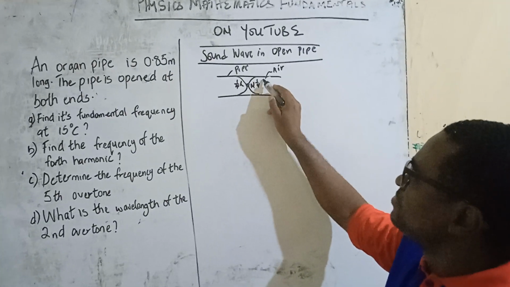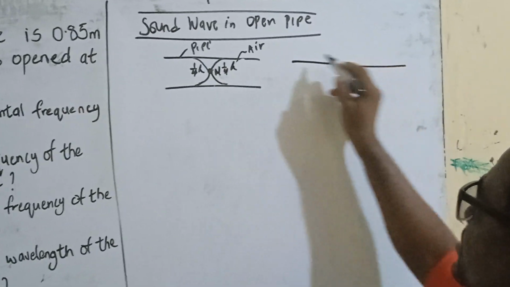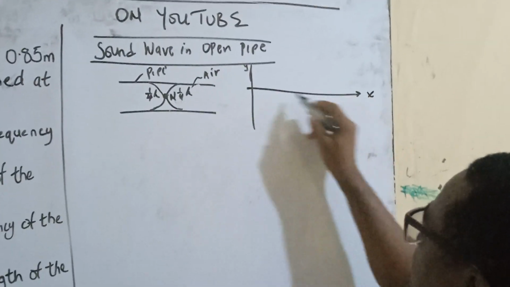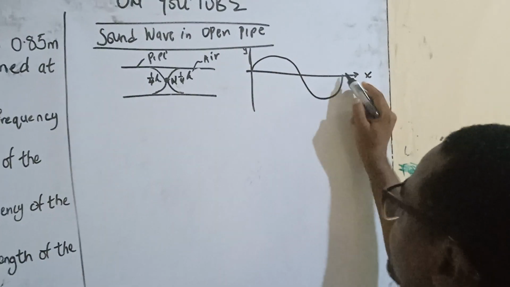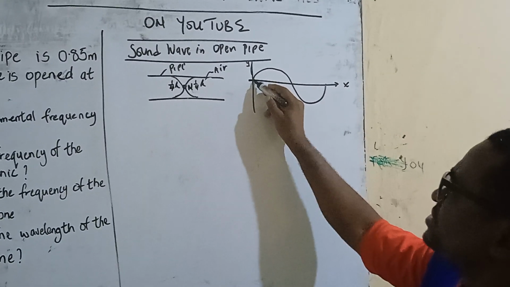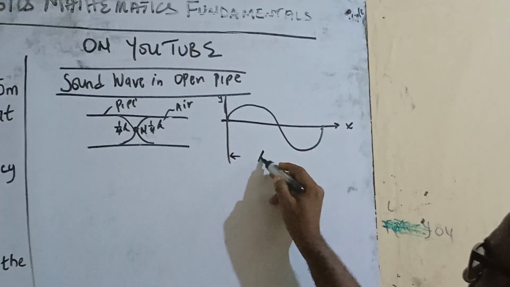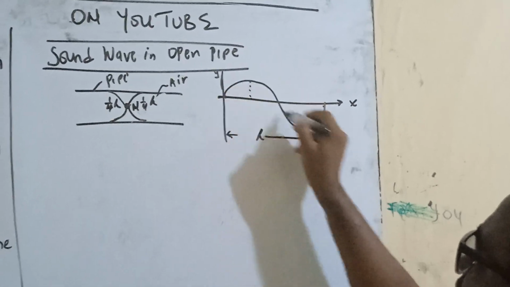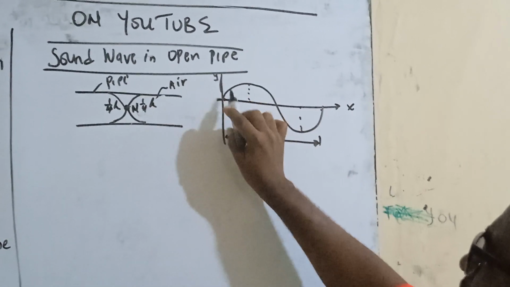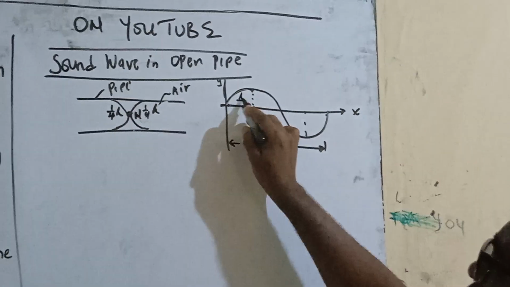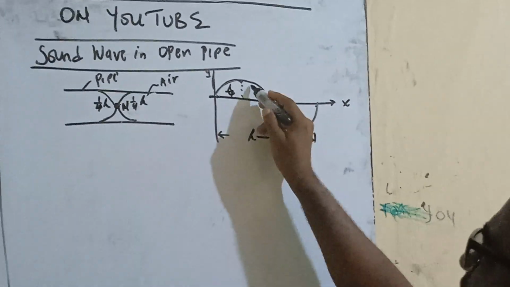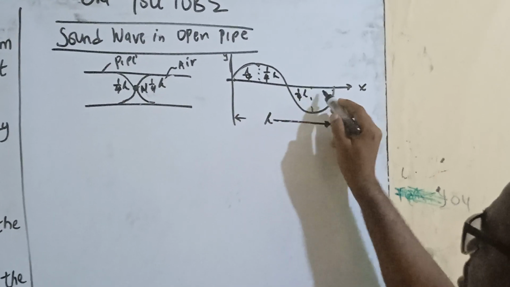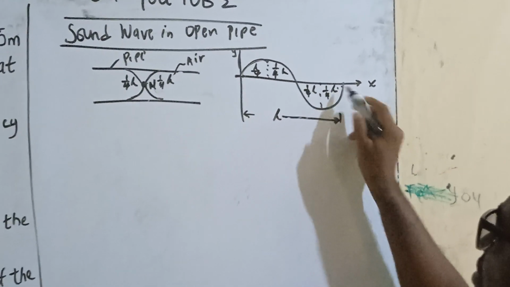That is 1/4 wavelength. What I mean by that is that, let me say I have a transverse wave. This is the y and this is the x-axis. If you send a wave like this, from this point to this point is the total wavelength. And if you divide this wave into sections, this particular part is a quarter of the total wavelength. This is another quarter. This place is also 1/4 of the total wavelength, and this one is also 1/4 of the total wavelength.